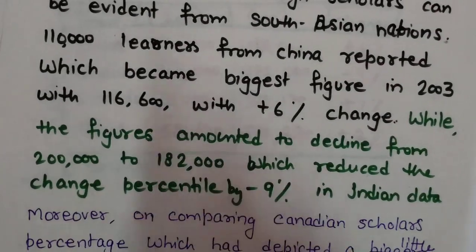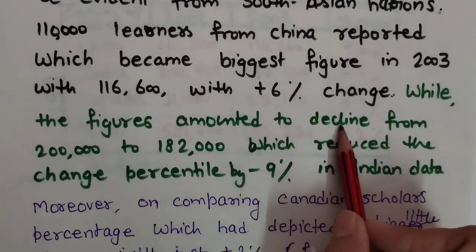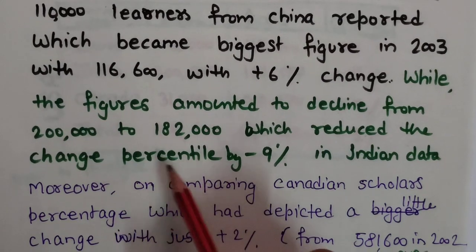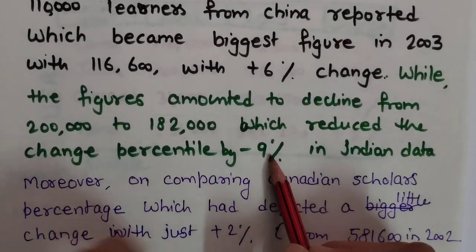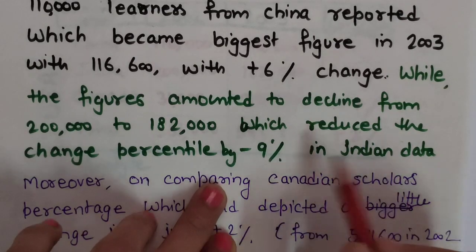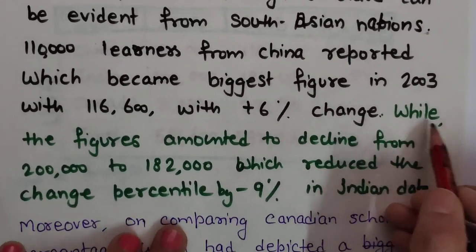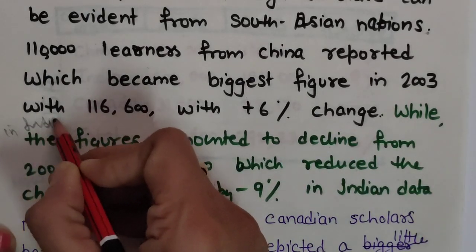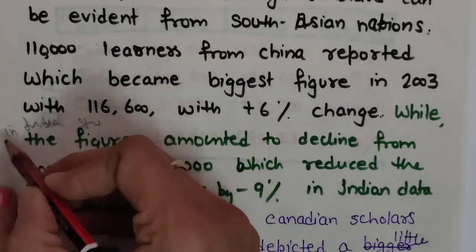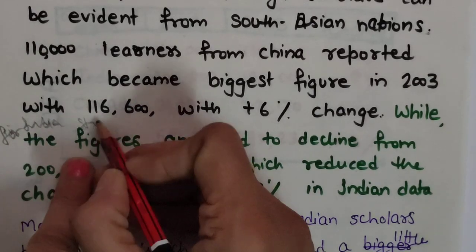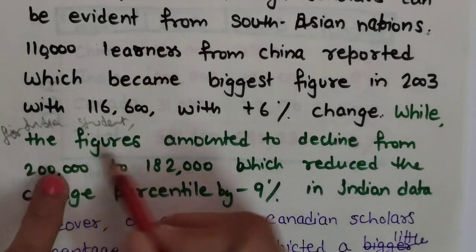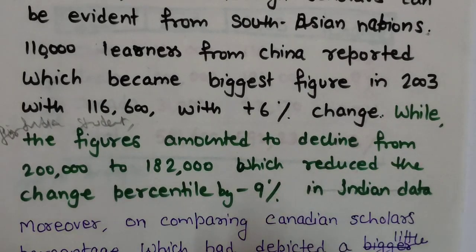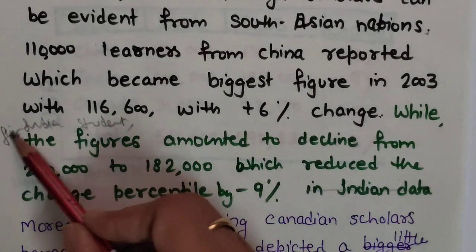Okay, now coming to India, while the figures amounted to a decline from 2 lakhs to 1,82,000, which reduced the change percentile by minus 9% in Indian data. But in fact here I should write, while for Indian students, comma should be there, the figures amounted or accounted to a decline from this and this in Indian data. So I have cut it, or you can just keep it, then don't write this.